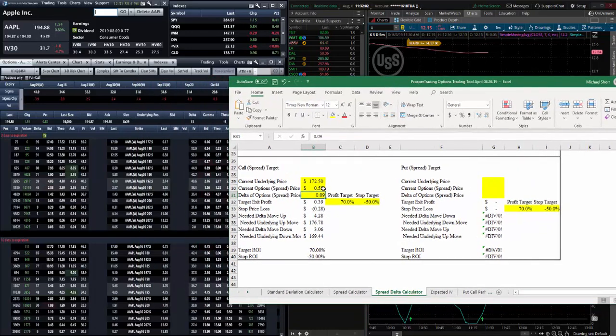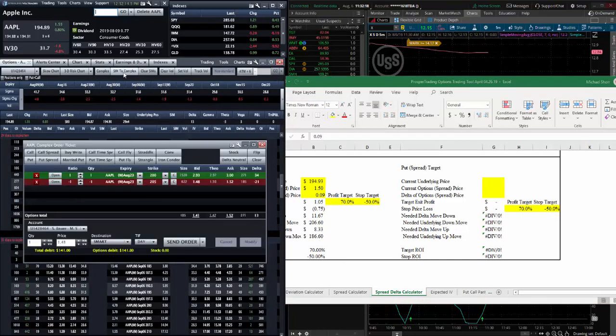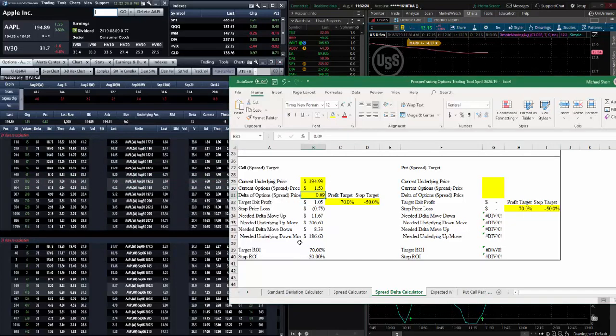So using the delta, let's just say here we are, 194.93 is where Apple's trading now. The spread price is trading at $1.50, and the delta is about 13. Now realizing delta's 13 and it's positive, remember, delta is not a static thing. This is going to be long gamma, so the delta of the spread is going to increase as we move up. But this gives you at least an idea.